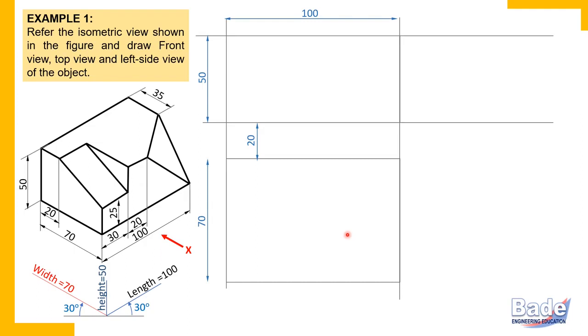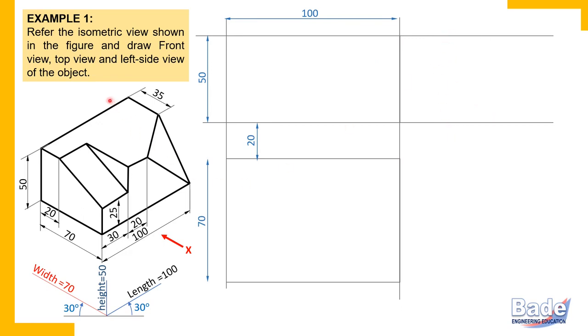Now let's draw the side view. In the side view, the 50 millimeter height will appear. You need not measure that 50 millimeter height independently in the side view. You must not. It is the same height. So just project that height by drawing two projectors in this manner. So we have transferred the height to the side view.